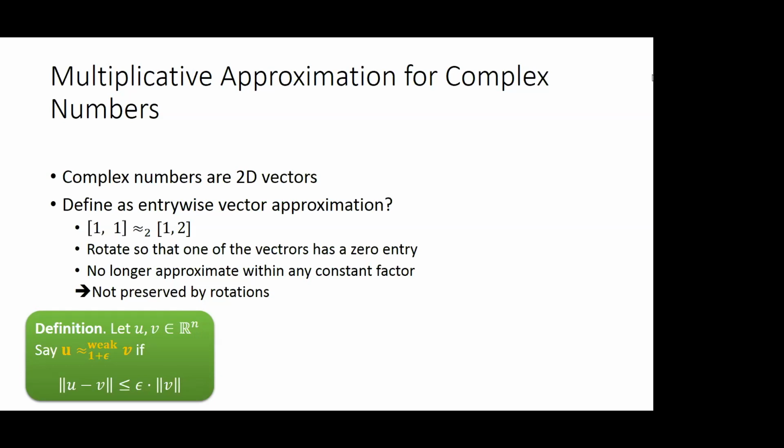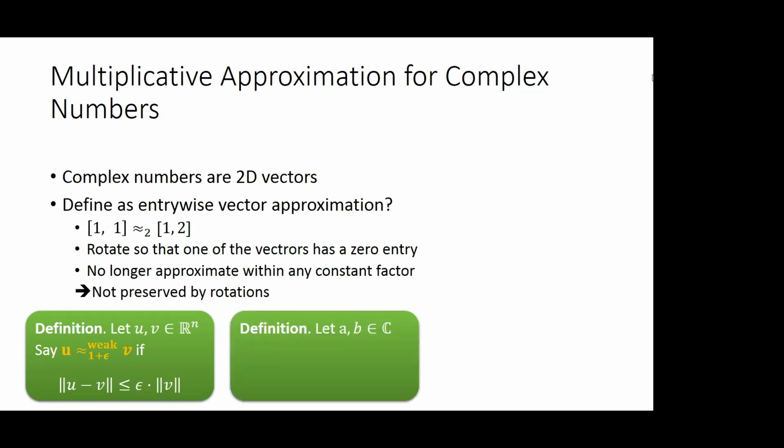Oh, and the norm here, we haven't specified a norm. You'd want to pick the norm appropriately to be something you can actually achieve, although we're not going to talk about exactly what the norm is today. Using the correspondence between vectors and complex numbers, you can map this definition over. We'd say that two complex numbers A and B weakly approximate each other within a factor of 1 plus epsilon if the absolute value of the difference of the complex numbers is less than or equal to epsilon times the magnitude of B.